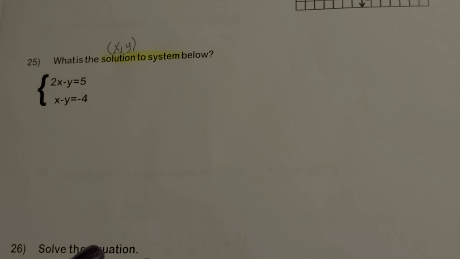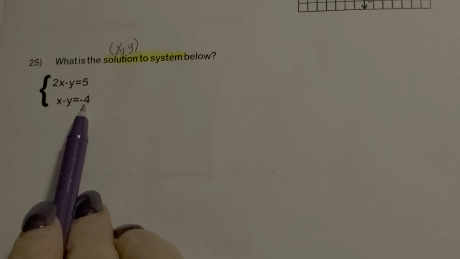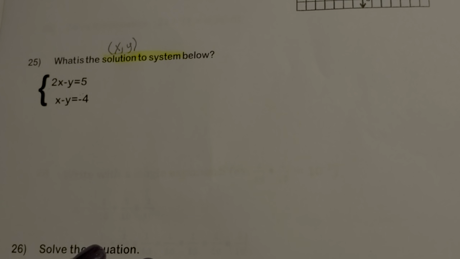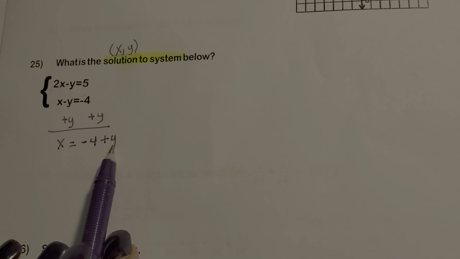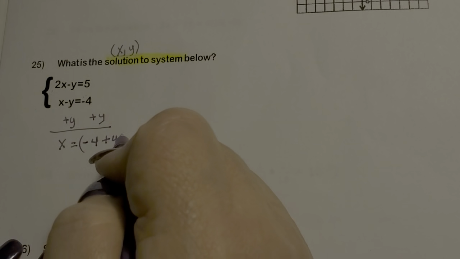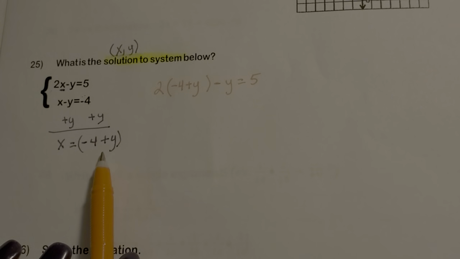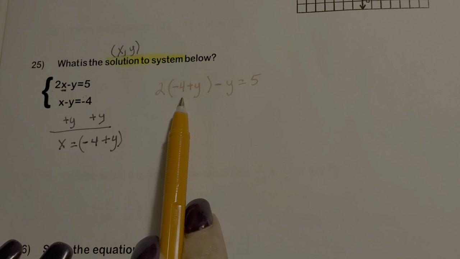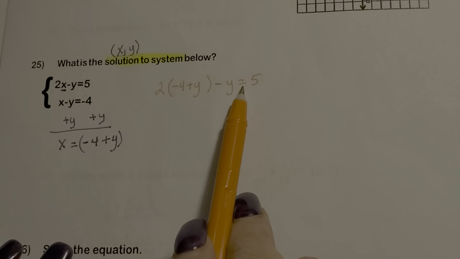Number 25 asks us to find the solution for the system below, which means we have to find an x and a y. Our equations are 2x minus y equals 5 and x minus y equals -4. I'm going to rearrange the bottom equation to substitute. If I add y to both sides of the bottom equation, I get x equals -4 plus y. Now I can substitute this negative 4 plus y in place of the x in this equation. When I substitute negative 4 plus y into this equation for the x, I get 2 parentheses, negative 4 plus y, close parentheses, minus y equals 5.